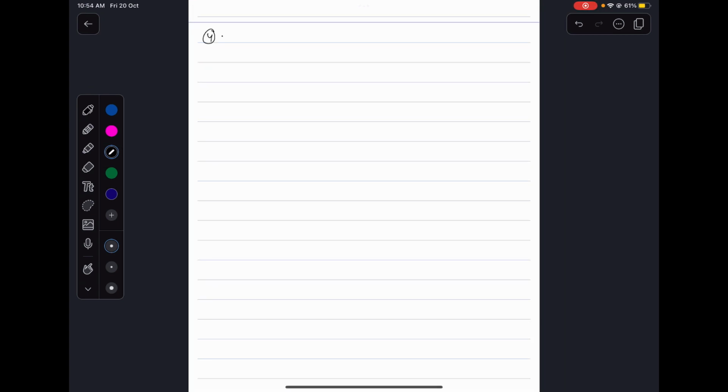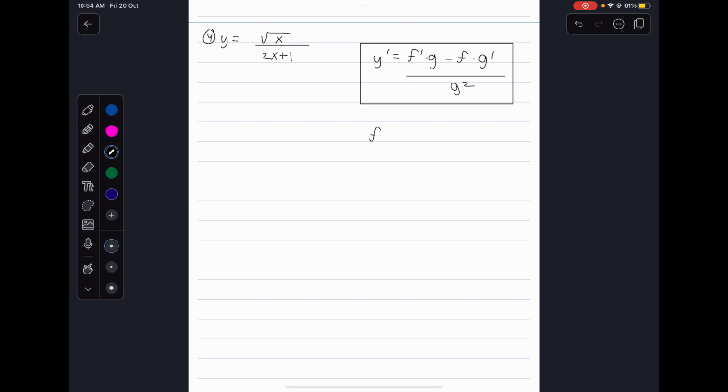Question number 4 states that y is equal to square root of x over (2x plus 1). The equation for the quotient rule is y prime is equal to f prime times g minus f times g prime, over g squared. To find our values for f prime, g and g prime, we first start with f and g. The numerator is f and the denominator is g. So f is square root of x and g is 2x plus 1.